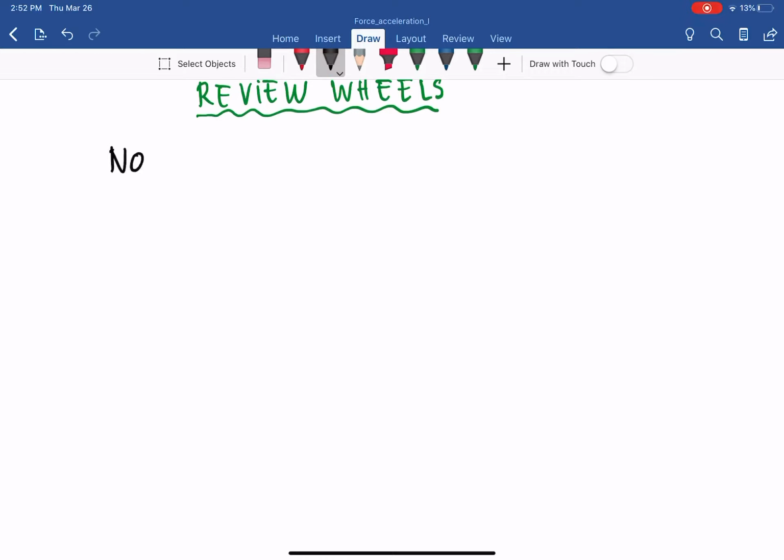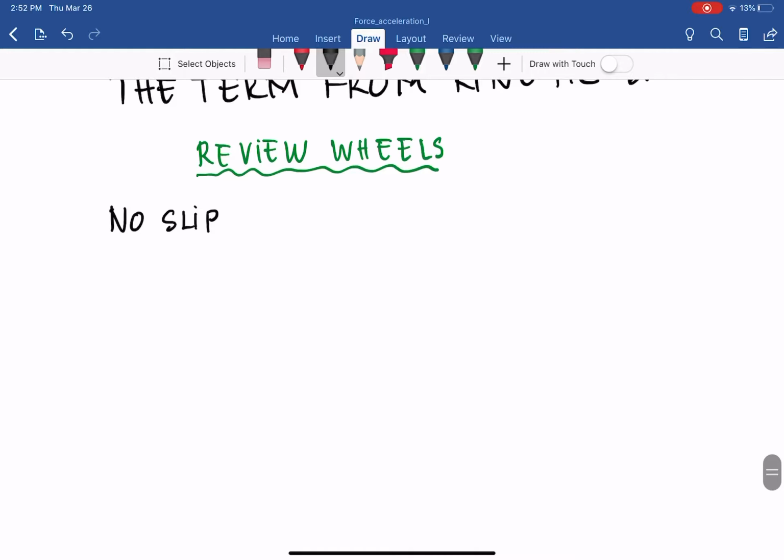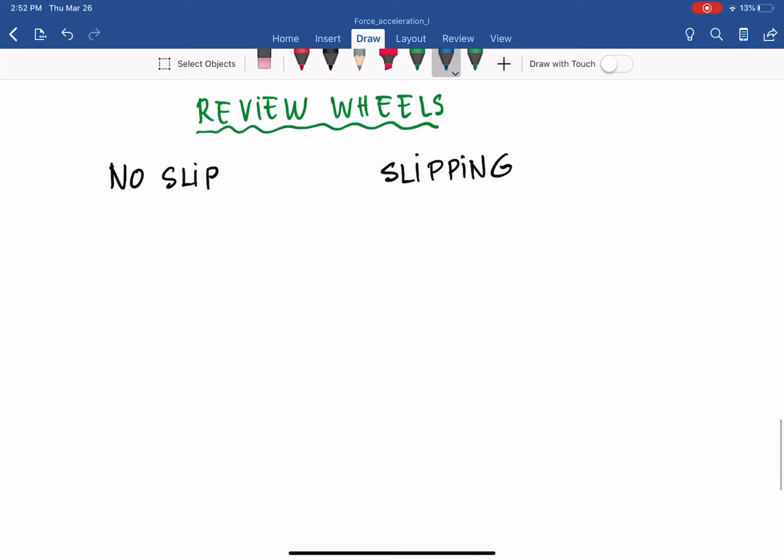What do we have when the wheel is no slip? And what do we have when the wheel is in fact slipping? So two scenarios. This concept is extremely important. Keep that in mind. Don't forget, go back to review this.